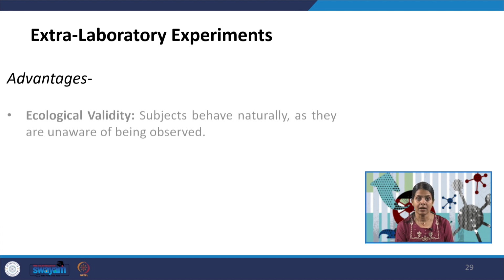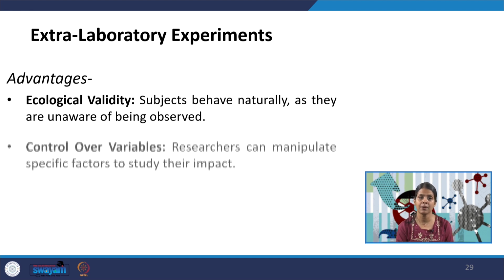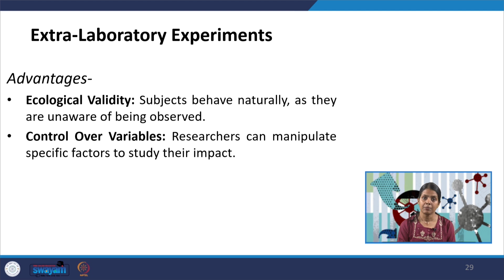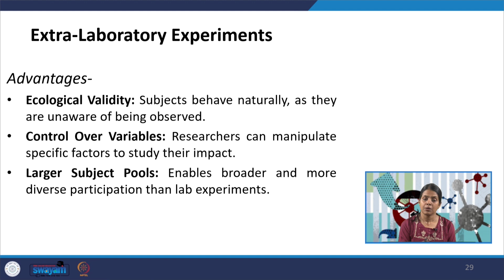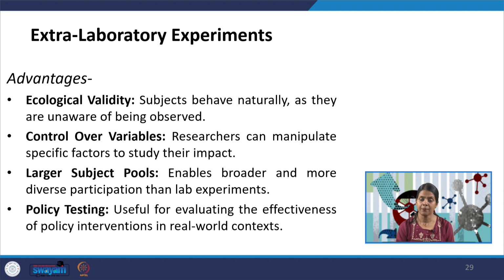So, the advantages are there would be higher ecological validity because subjects behave naturally as they are unaware of being observed. There would be control over variables because researchers can manipulate specific factors to study their impact, as some initial research would also be conducted in laboratory experiments. We can also go for larger subject pools because it enables broader and more diverse participation than lab experiments. And finally, policy testing. These are useful for evaluating the effectiveness of policy interventions in real world contexts.